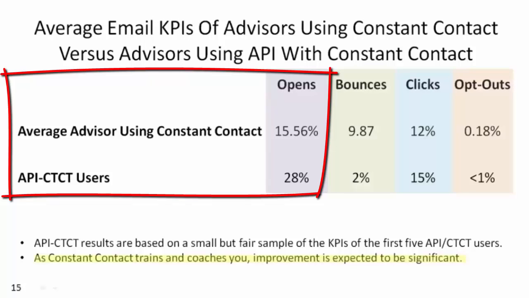So I've got 5 advisors that we looked at their email KPIs. As Constant Contact now begins to show you how to refine your list and improve on these results, we expect we're going to be able to improve significantly on what is already double the average open rate.